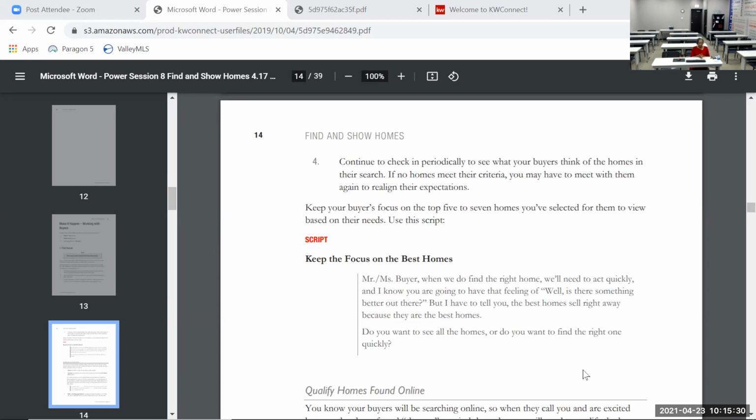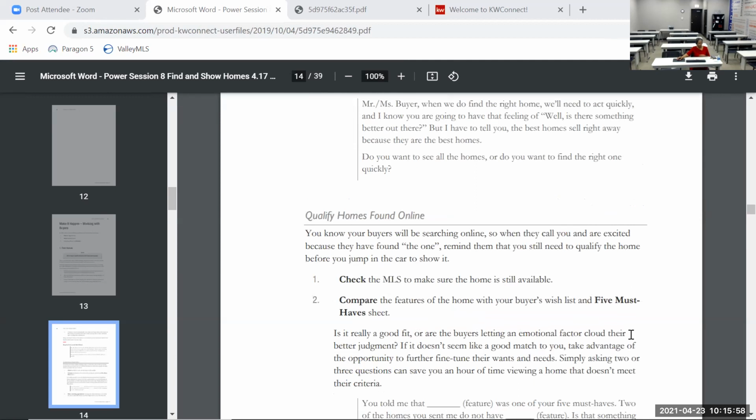Okay, that's an awesome script because people do say, oh, I think I want to wait. Well, especially in this market we're in right now, waiting is not recommended. If it's a house that you walk in and you feel like this is it, then you need to ask your buyers, okay, so are you ready to write up an offer? Is this the one that you want to put in an offer on? Is this the one that you can see yourself and your family in?